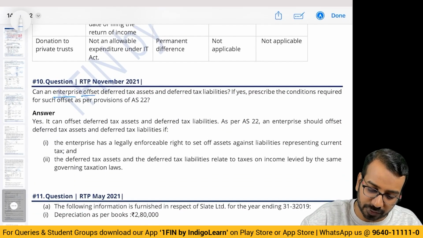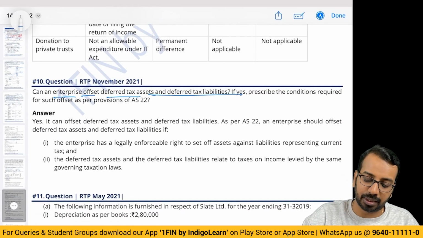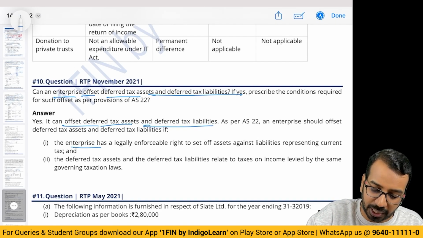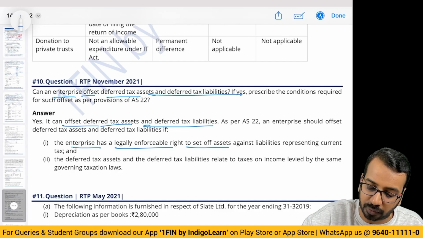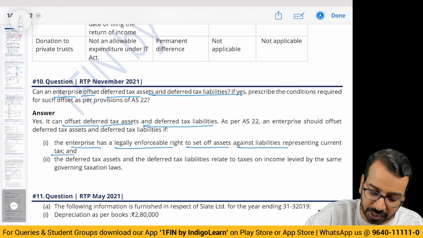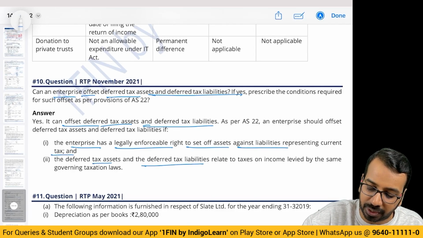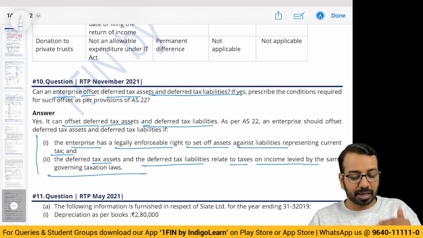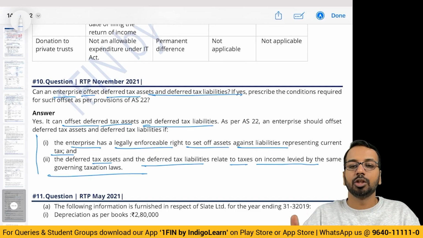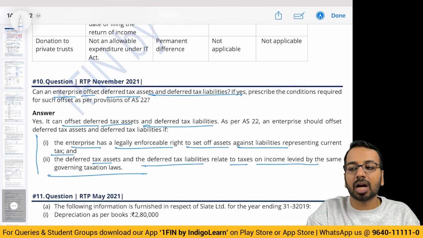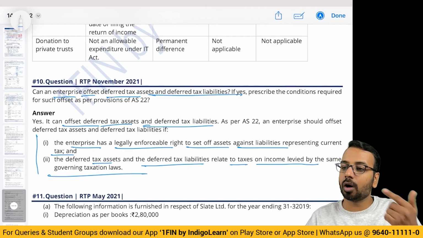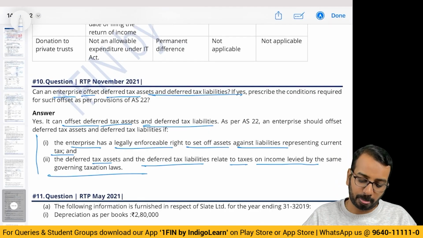Can an enterprise offset deferred tax assets and deferred tax liability? It can offset deferred tax asset and deferred tax liability if the enterprise has an enforceable right to set off against liabilities representing current tax and the asset and liabilities relate to taxes on income levied by the same governing tax laws. So, as far as offsetting is concerned, deferred tax asset and deferred tax liability, you can offset it provided they are charged by the same taxation authority and the entity has a right to offset the assets against liability.